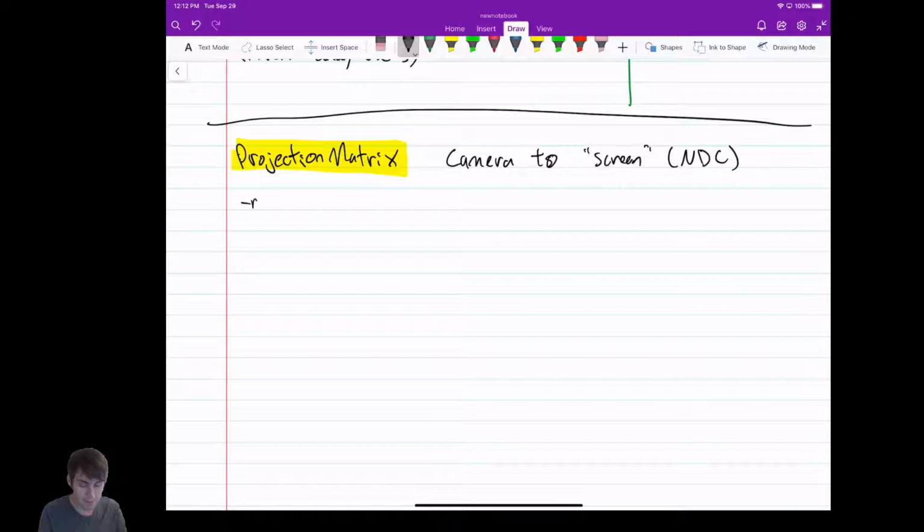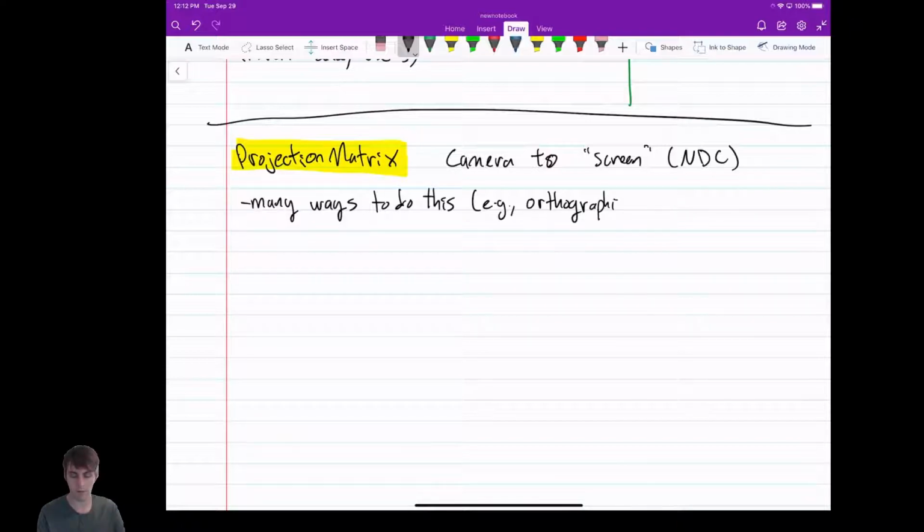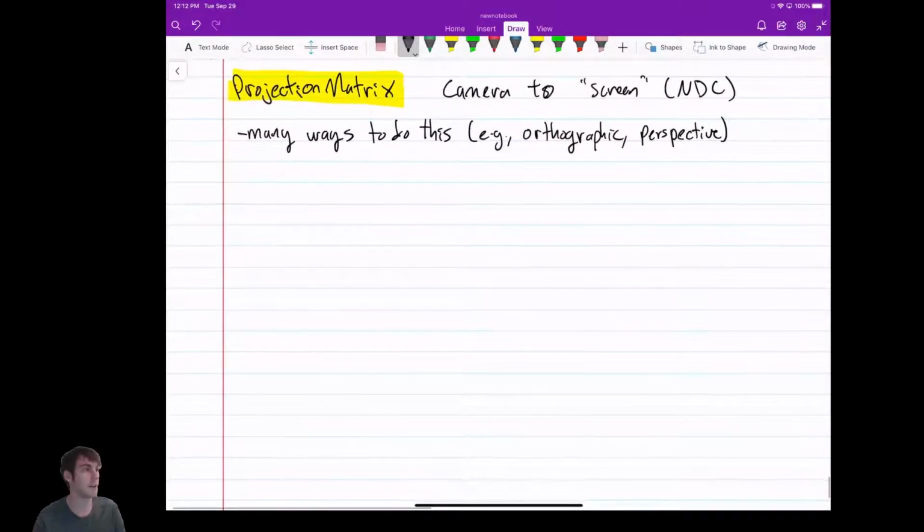Now there are many ways to get into projection, and I'm going to actually come back to them a little later in the course. The two most popular ones are orthographic, which I'll cover right now, and perspective, which is the most common one for 3D work. And I'll come back to that, and also projection more generally, a little later.